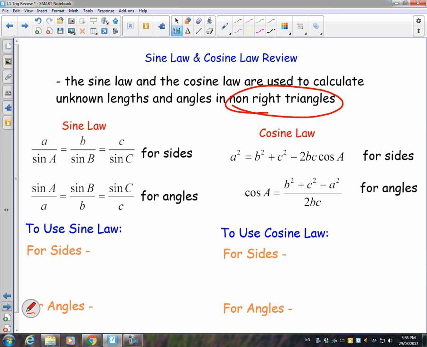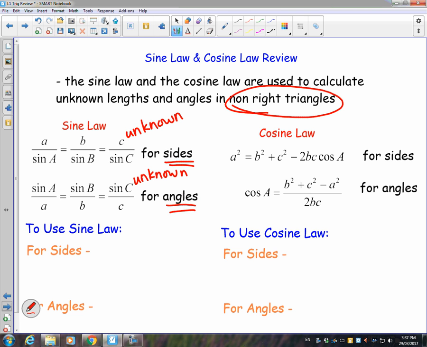Two versions, one for sides and one for angles. And the only difference is they're flipped upside down. So the sine law is easiest to use if you put what you don't know in the numerator. And that's the only reason I flip them upside down. It's just easier to solve if what you don't know is in the top, in the numerator. Cosine law, much more complicated formula. One for sides and one for angles.